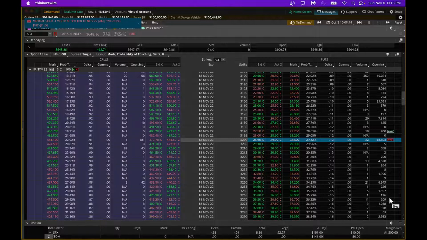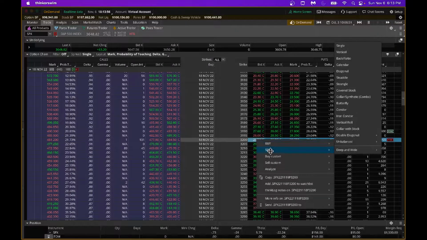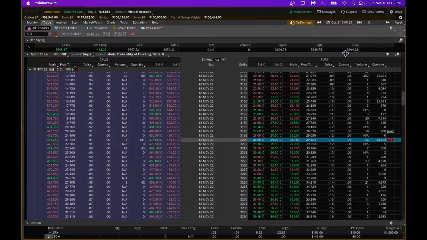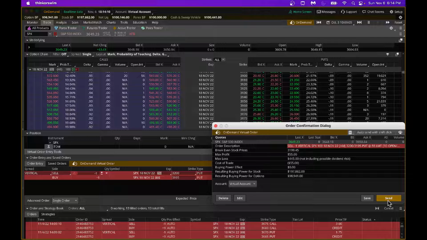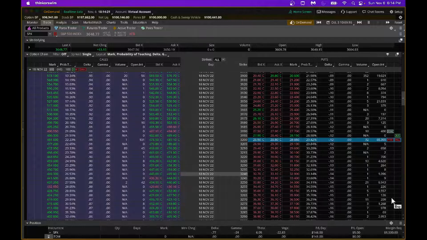Let's confirm and send this here. And if your account size is less, you could go with the $5 wide spread here. I will just go here and sell a $5 wide spread, 3200 and 3195. I'm collecting 55 cents here. If your account size is small, you could do this. As long as SPX stays above 3199, you get to keep your 55 cents. So with that, let's confirm and send this here and go from there.